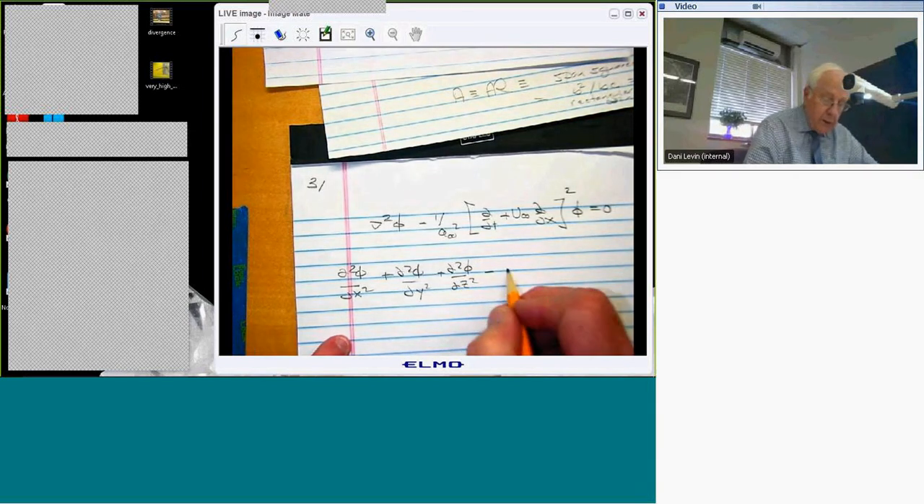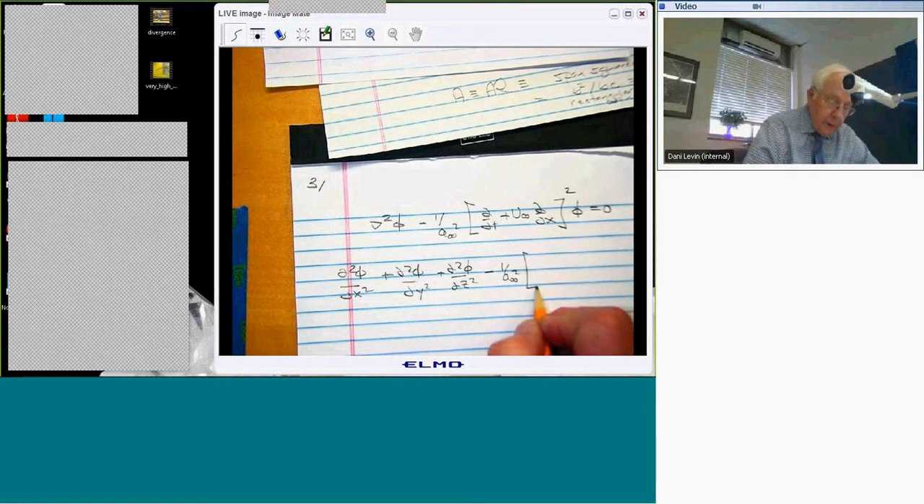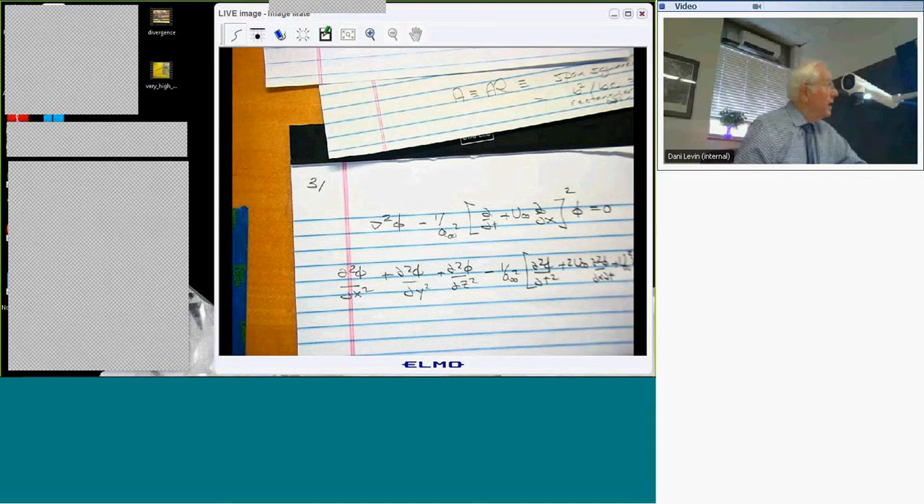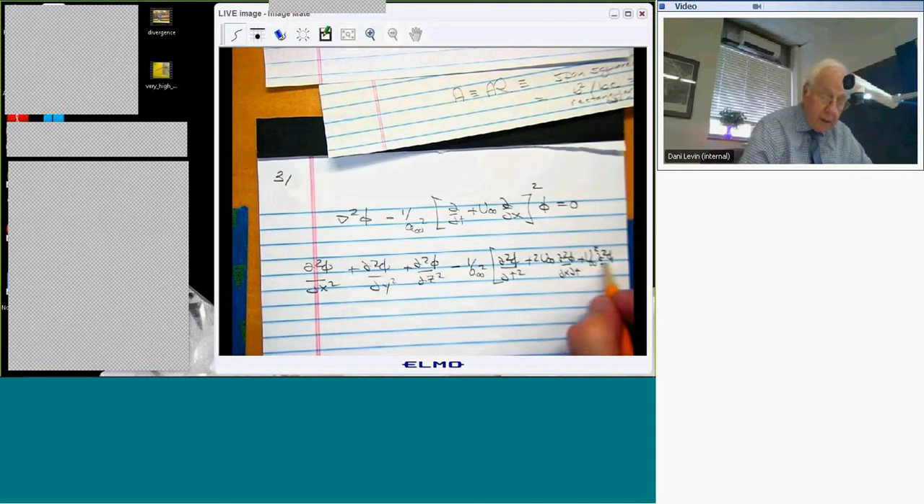Minus 1 over A infinity squared. Now I have the second derivative of phi with respect to time, and then I have 2 U infinity times the cross derivative, plus U infinity squared times the second derivative with respect to x. All of that equals 0, right?